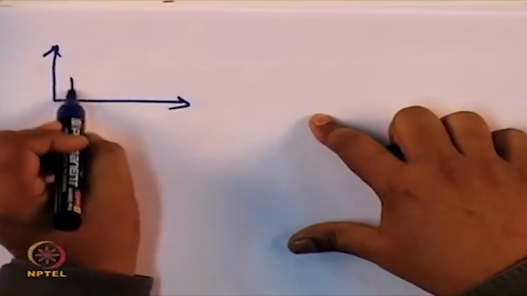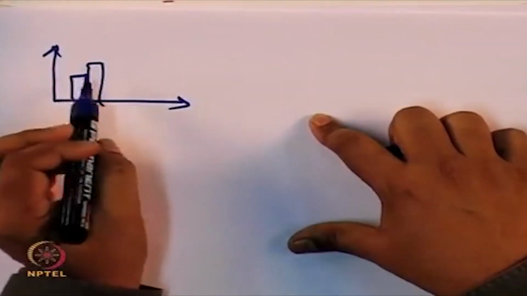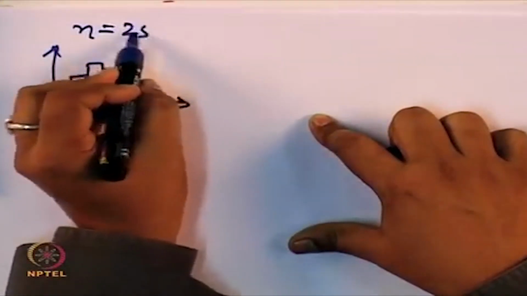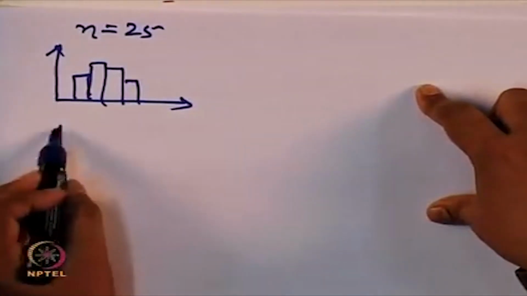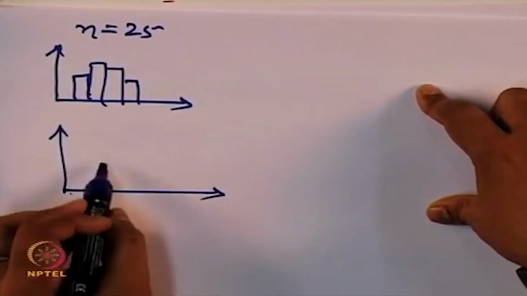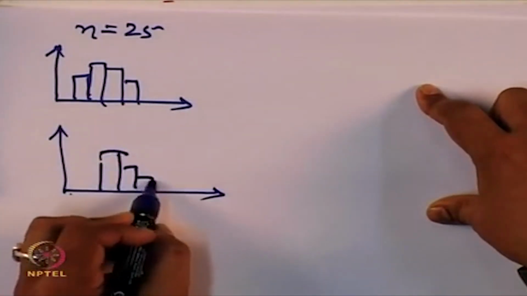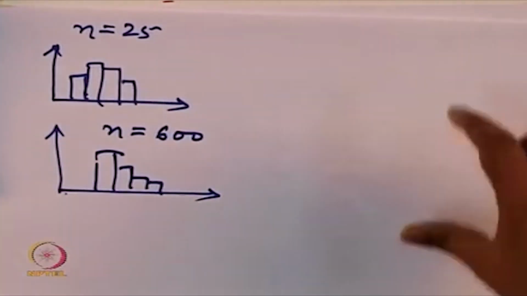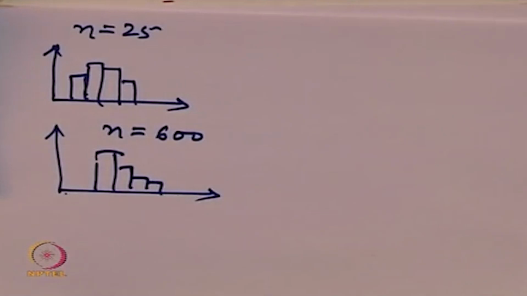Now, let us say you are going through this exercise, and you have this distribution in one case where the total number of observations was 25, and another distribution where n is equal to 600. Is it possible to put both of these data on the same plot? This is where you have to do what is called a normalization exercise.